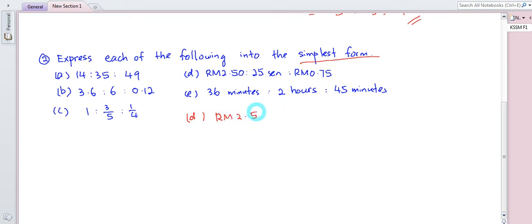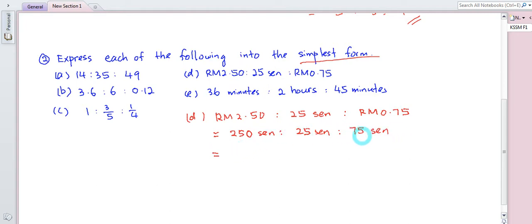2 ringgit 50 cent to 25 cent to 75 cent. Okay, for this question you have units here. Still remember just now I told you, first thing, you have to make sure all the units are the same. This is RM, this is cent, so I just change all the RM here. The ringgit becomes cent. 2 ringgit and 50 cent is actually 250 cent. And this 25 cent, I just copy. Here is 75 cent.